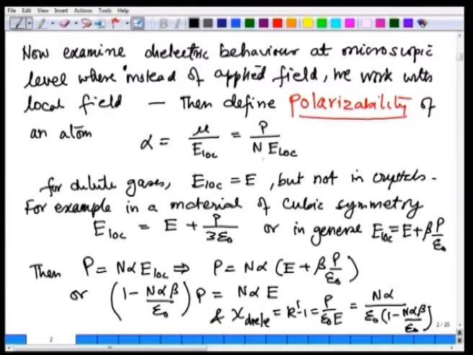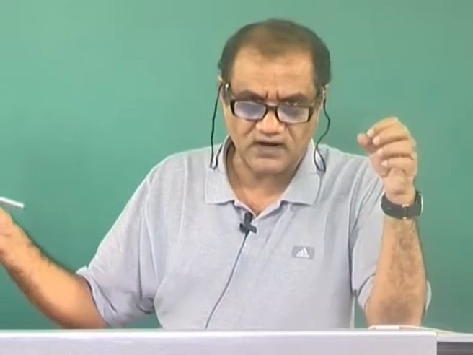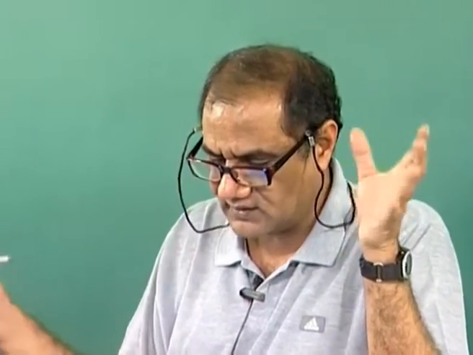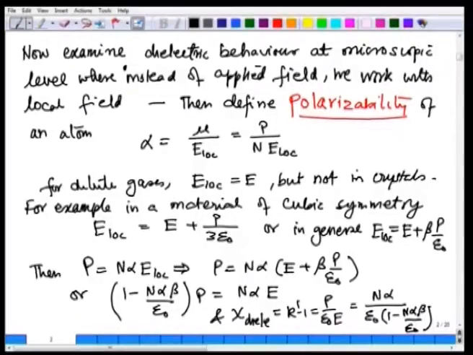Now if you look at the local field, if you were to take dilute gases, you have gas atoms far apart because it is dilute, and hence overall you can treat it like a sort of vacuum in between. Saying that it's vacuum would be inappropriate, but the point is that the local field will be the same as the applied field E. But that is not true in crystals.